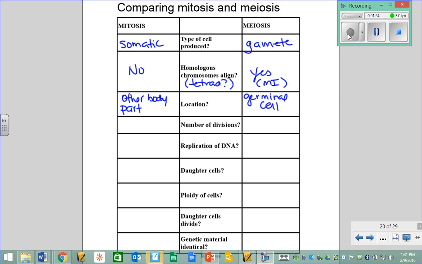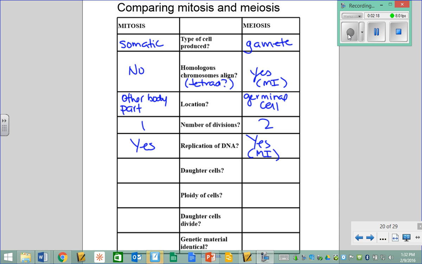Number of divisions, in mitosis there's 1, in meiosis there are 2, because there's meiosis 1 and meiosis 2. Is there replication of DNA? Yes and yes. Specifically before meiosis 1, but of course there's replication of DNA. It happens in interphase for both of them.